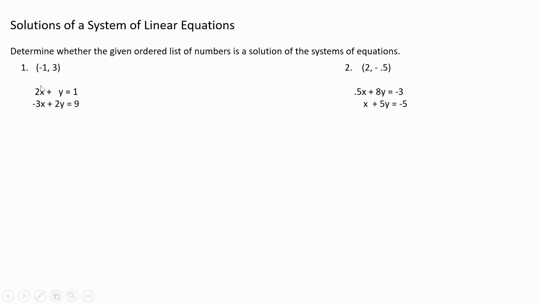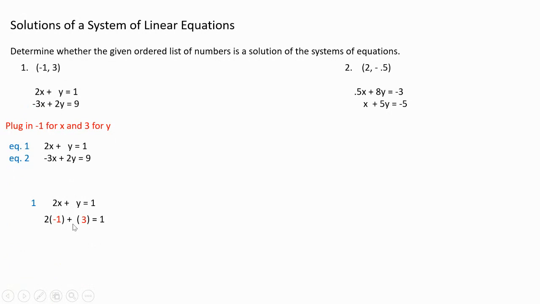Here, we're trying to find out if the point (-1, 3) is a solution to these two systems of linear equations. So the objective is to plug in -1 for x and 3 for y. For example, let's call this equation 1 and equation 2. So we're going to plug into equation 1 -1 for x and 3 for y. I like to put parentheses, guys, just to show that this is a value that we're going to plug in, which is -1 for x and 3 for y.